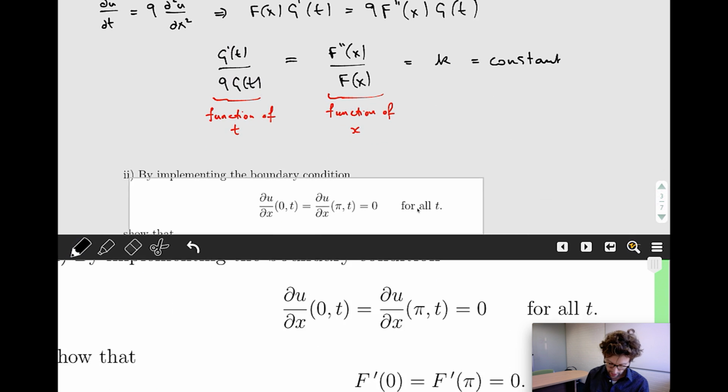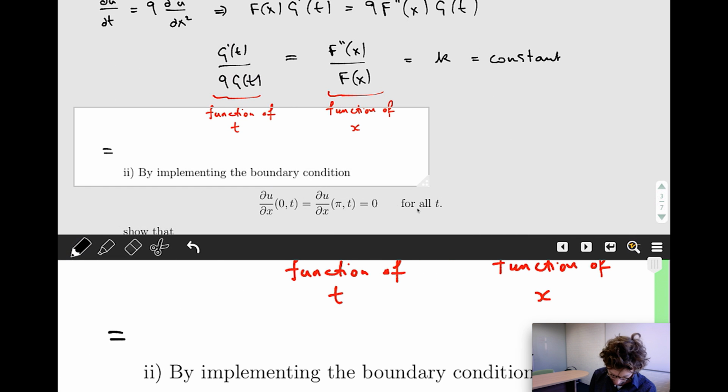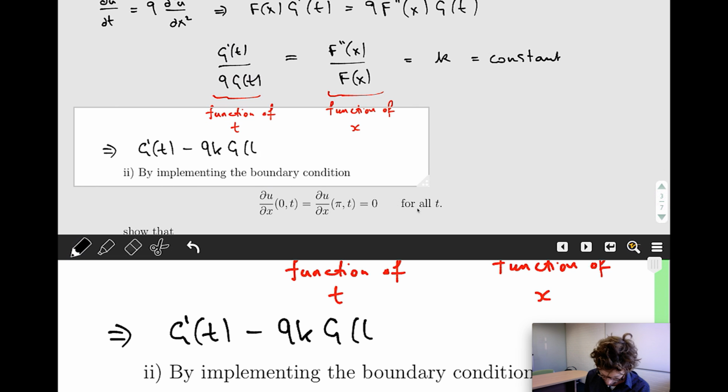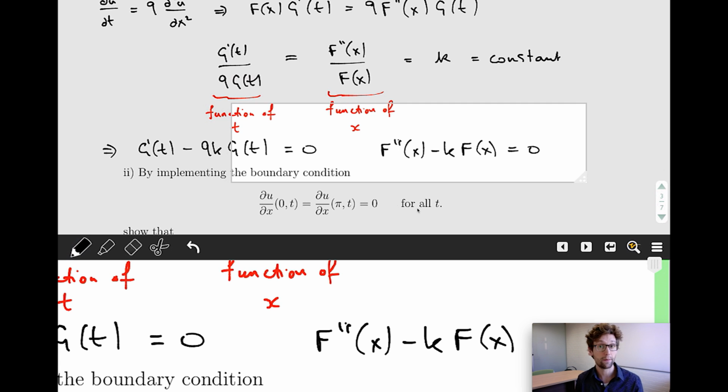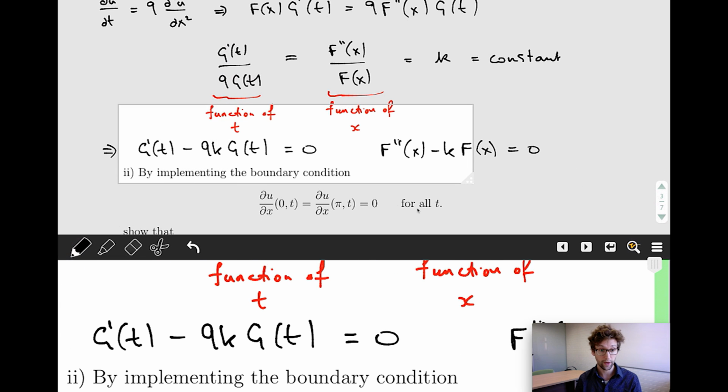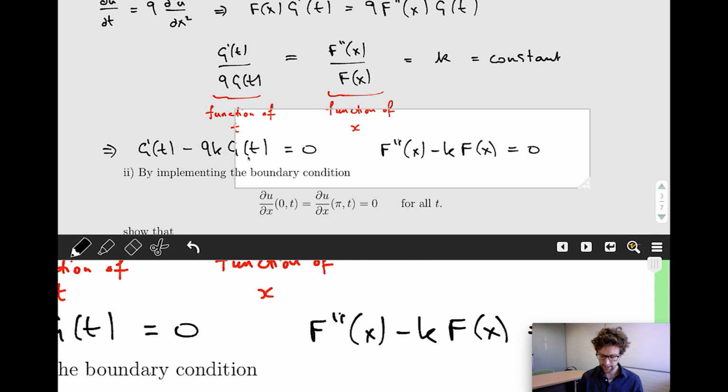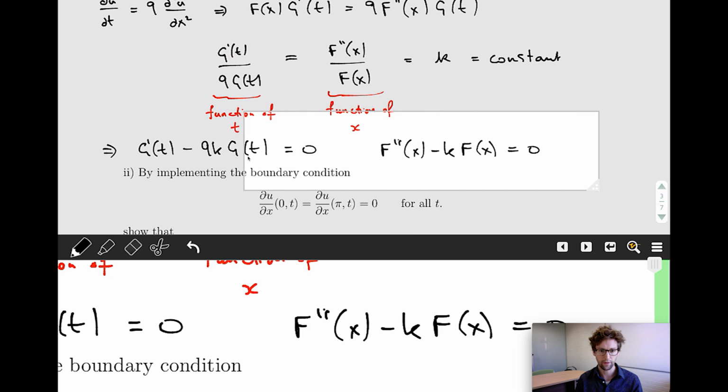That then allows us to rewrite these as two equations for g of t and for f of x. We've got g prime of t minus 9k g of t equals 0, and we've got f double prime of x minus k f of x equals 0. So this looks very much like what we had before, and notice again that for the heat equation we end up with a first order ordinary differential equation for g of t, but we still have a second order ordinary differential equation for f of x.